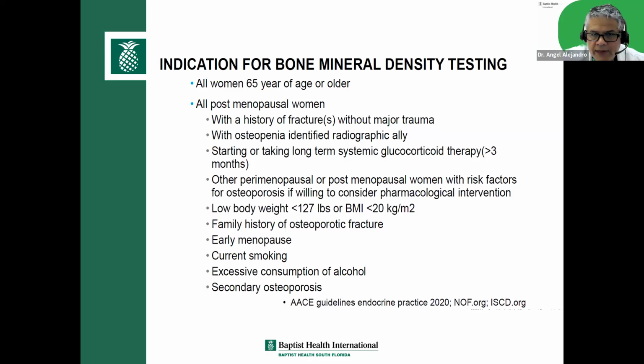And the question has always been, who do we screen for osteoporosis? Obviously, we're going to screen all women over the age of 65, but we should also screen those people who have fractures, those people who have a family history of osteoporosis, those people who have early menopause, women with either early menopause or surgical menopause. These are people that are at risk.